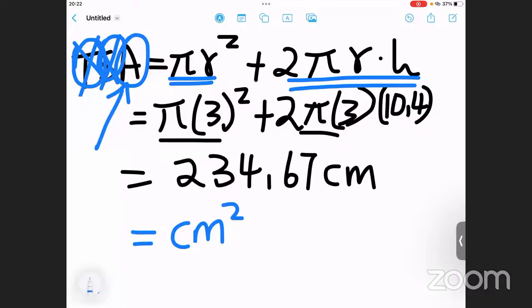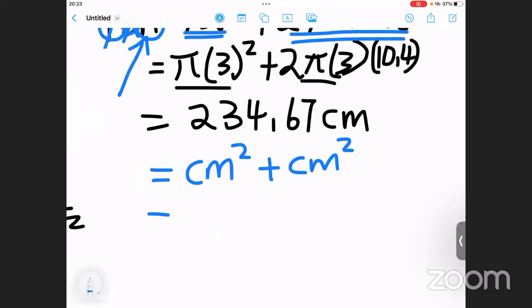2 pi r squared. 2 pi r h, sir. I mean the unit. Will it be centimeter or centimeter squared? Centimeter. The unit of 2 pi r h is also square units, such as square centimeters. So you are adding a centimeter squared with a centimeter squared, and it will result as a centimeter squared. So this also should be a centimeter squared.